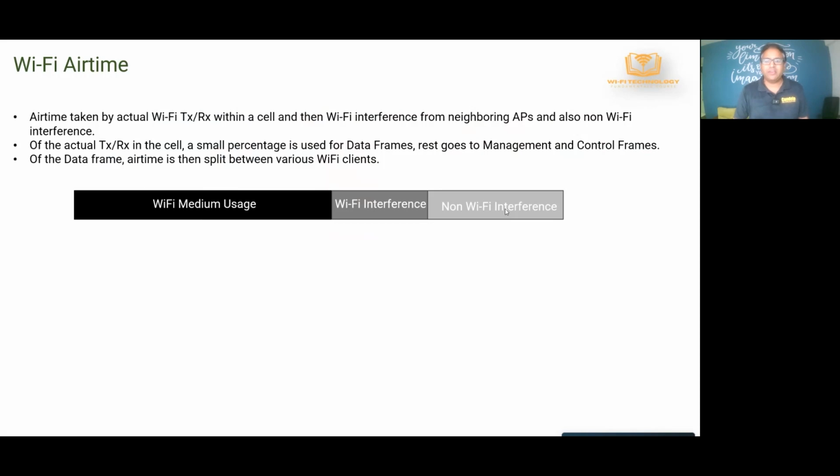And then some portion is gone for the Wi-Fi interference. Maybe there is a neighboring access point right next to you, operating in the adjacent channel or in the same channel. And so then you see signal detect, right? In this case, you're actually seeing .11 frames, Wi-Fi frames, but they don't belong to your wireless LAN cell. They belong to the neighboring cell. But you still need to stay back and not transmit. So that means there is a portion of the airtime, medium time, that is not being used because of Wi-Fi interference. And then there is only some portion left for actual medium usage.